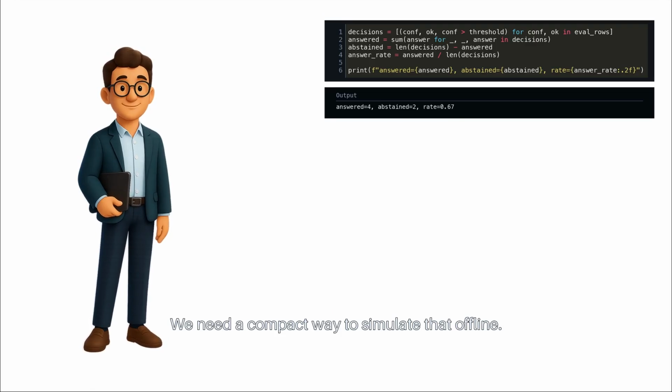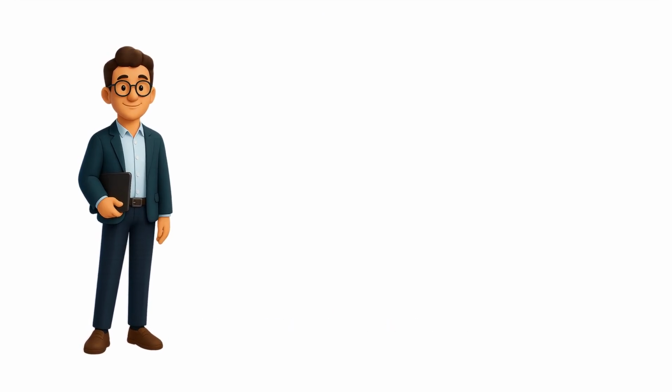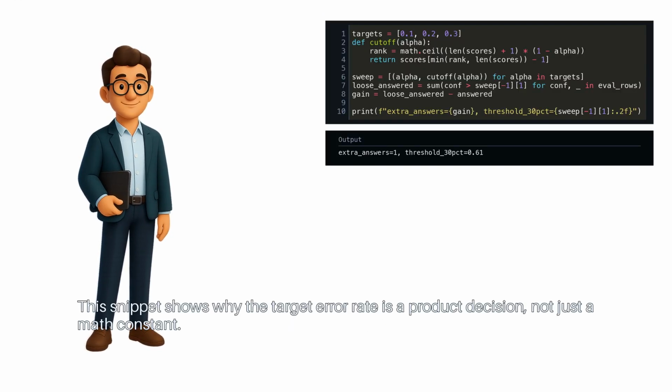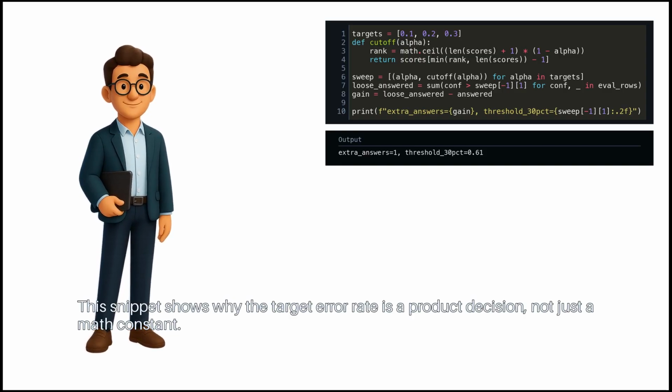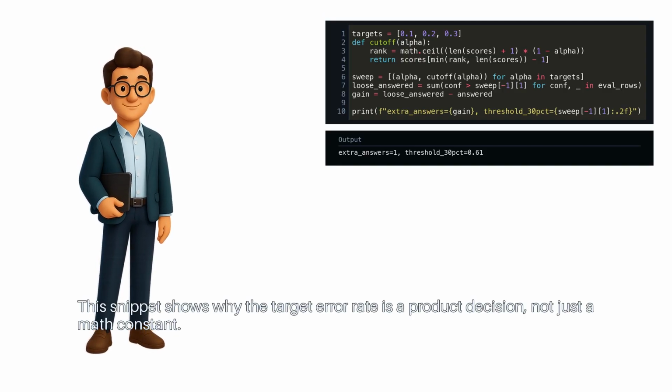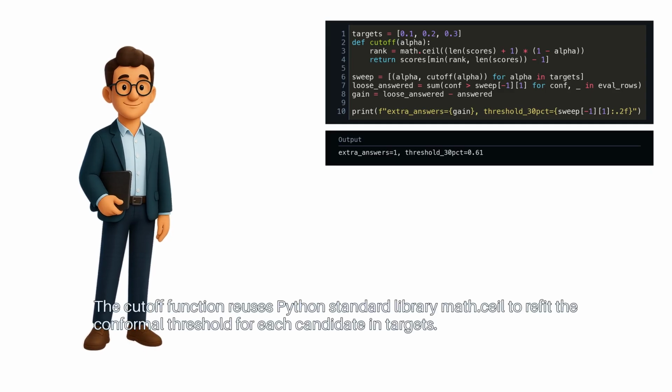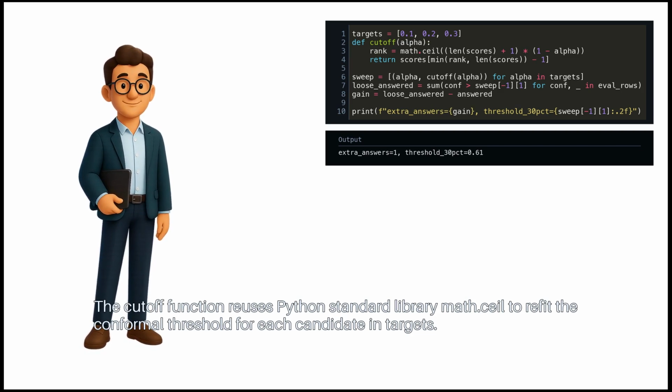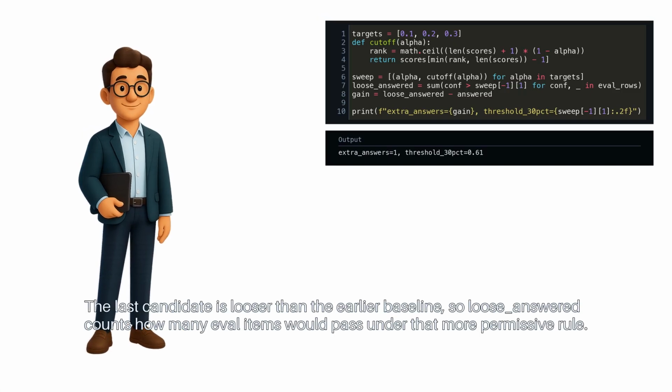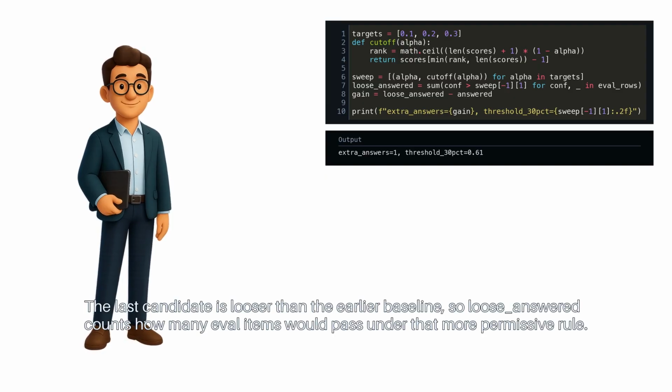We need a compact way to simulate that offline. This snippet shows why the target error rate is a product decision, not just a math constant. The cutoff function reuses Python standard library math.ceil to refit the conformal threshold for each candidate target. The last candidate is looser than the earlier baseline, so loose answered counts how many eval items would pass under that more permissive rule.